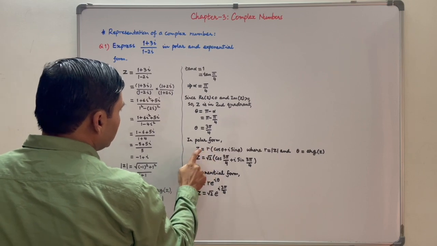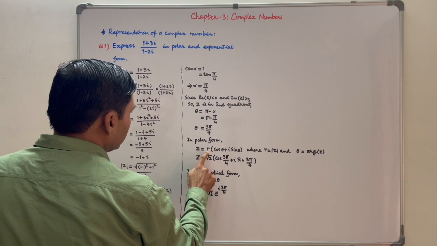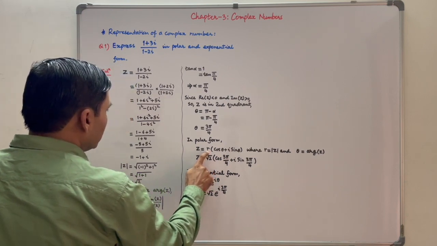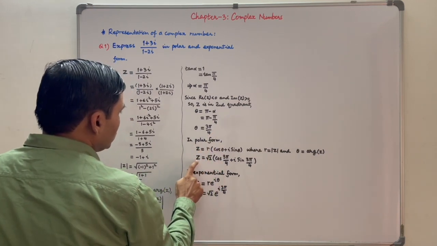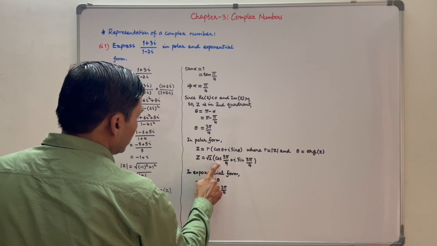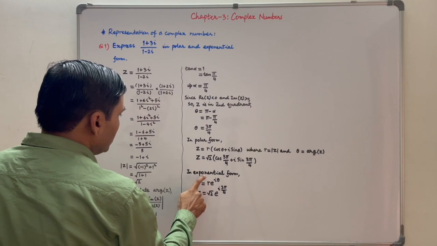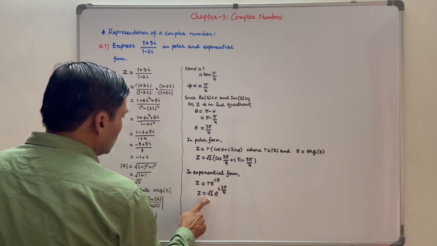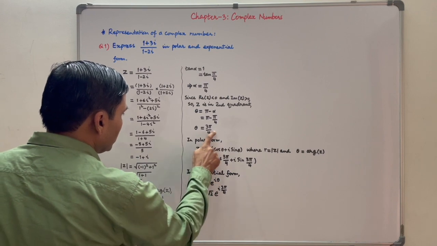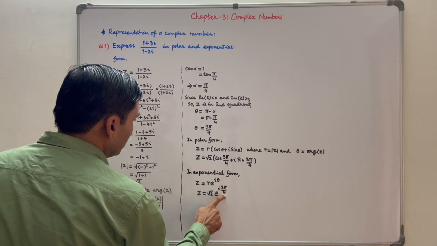In polar form, z = r(cos θ + i sin θ), where r = |z| and θ is the argument of z. So r = √2 and θ = 3π/4. So z = √2(cos 3π/4 + i sin 3π/4). In exponential form, z = r e^(iθ). r = √2 and θ = 3π/4. So z = √2 e^(i3π/4).